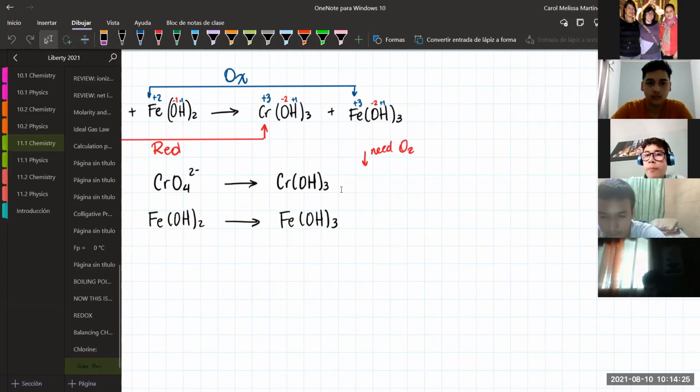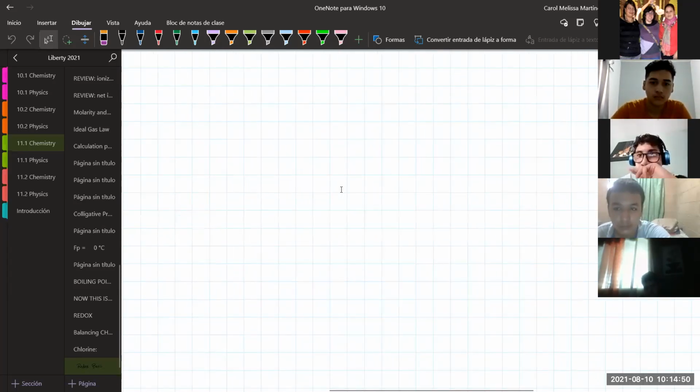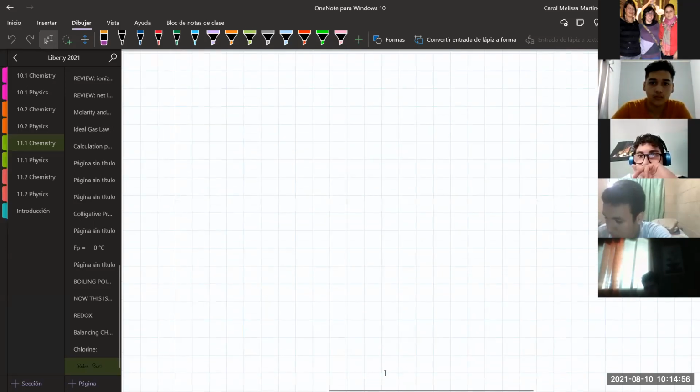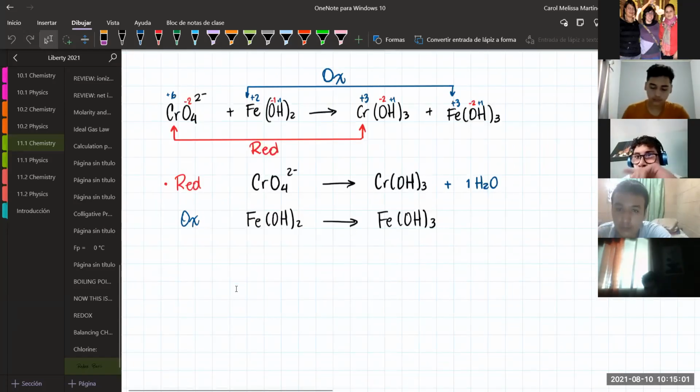How much water am I going to add? If I need 1 oxygen, I will add 1 molecule of water. If I need 2 oxygens, I will add 2 molecules of water. So the amount of oxygen that I need, I'm going to add as water instead. So I just need 1 oxygen, therefore I'm just going to add 1 water. So the equation will be like that.